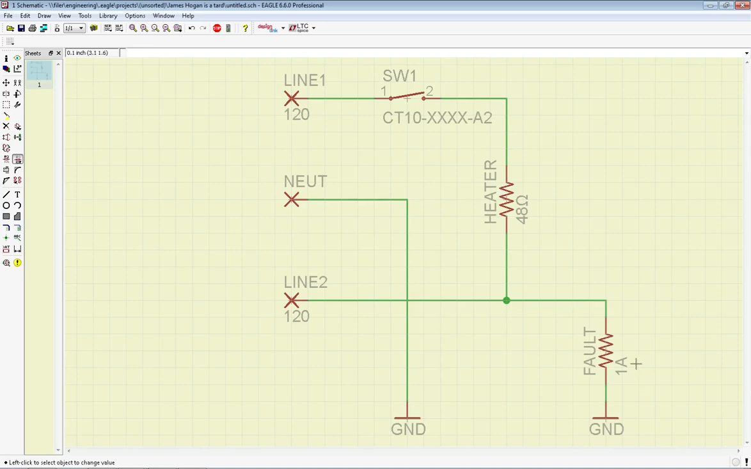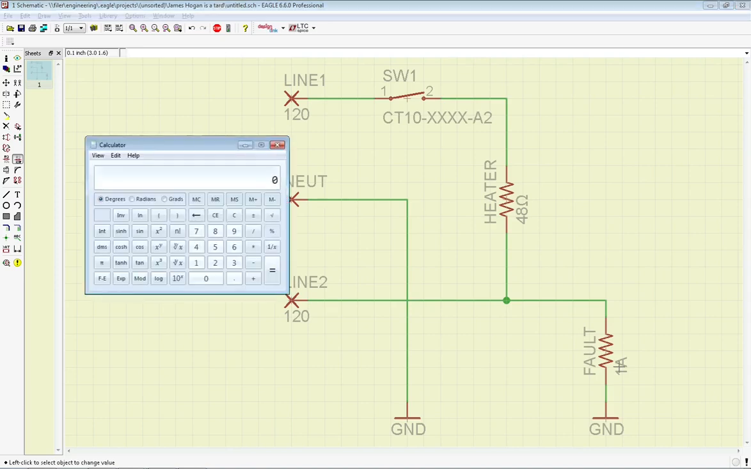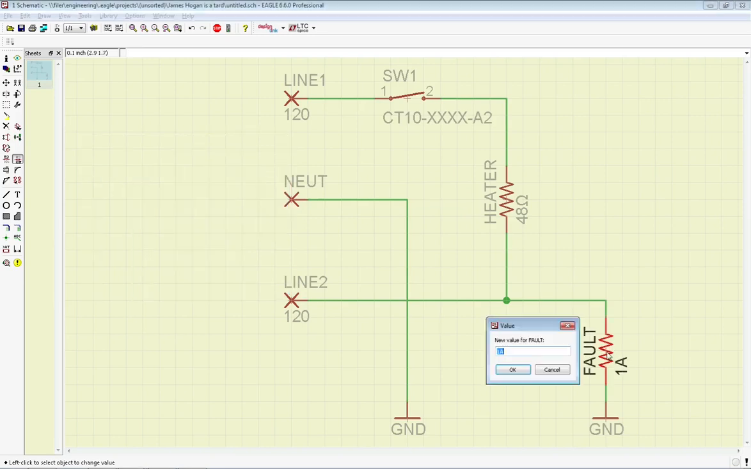So your fault down here is between 120 and ground. 120 on one end, 0 on the other. The voltage across this is 120 volts. It's got 1 amp flowing through it. 120 volts divided by 1 amp is 120 ohms. Did I remember what code did that? Yes, I did. 120 ohms.